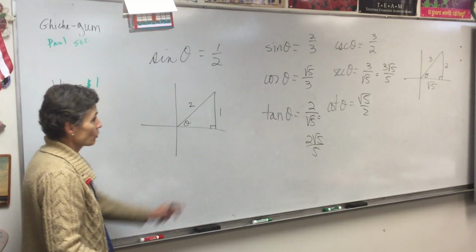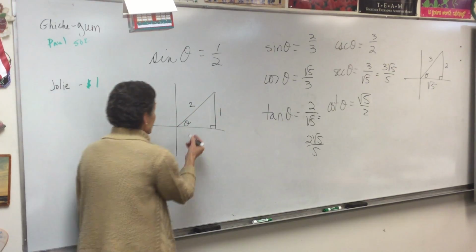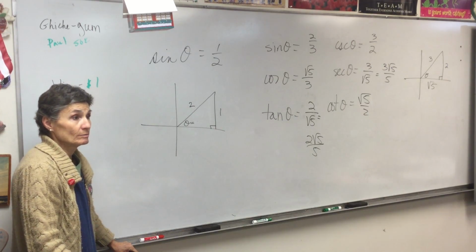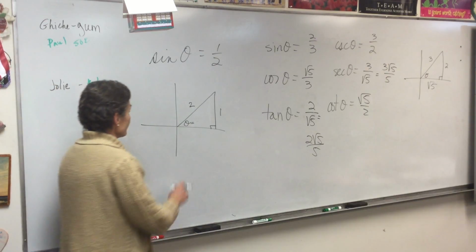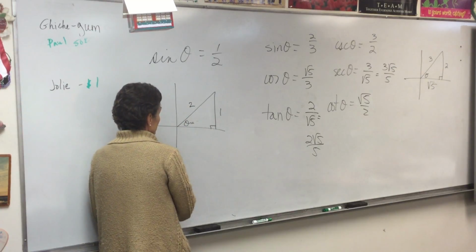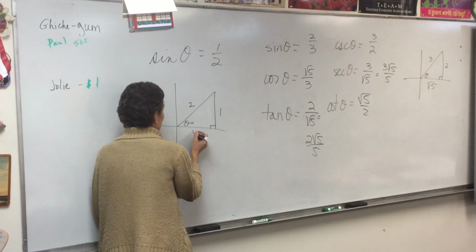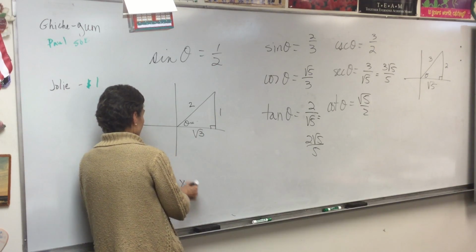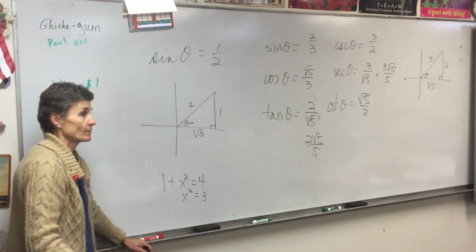But now it's different because over there, we just needed to know all the other functions. Here, they're saying, all right, how big is theta? What is the measure of that angle? Well, can we go ahead and find the third side? What would the third side be? No, it won't be 1. It will be root 3. Pythagorean Theorem, 1 plus x squared equals 4. So x squared equals 3 and x equals root 3.